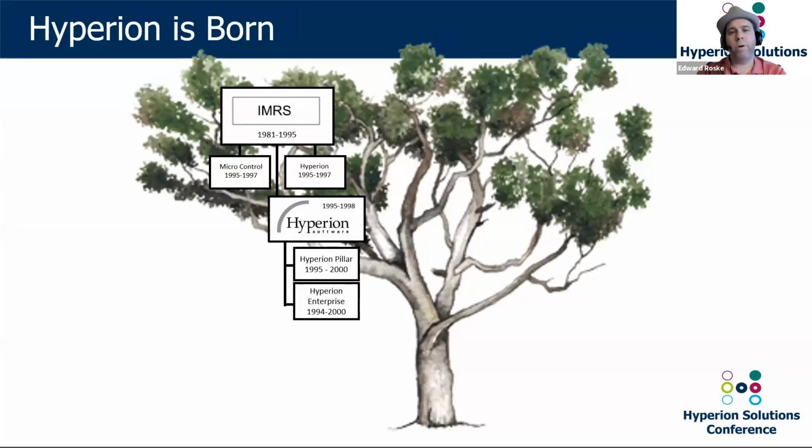In 1994, IMRS would adopt a child named Pillar. And in 1995, after much success of that new Hyperion product, IMRS changed its name to Hyperion Software Corporation, and they changed the name of their flagship product from Hyperion to Hyperion Enterprise. And this was all happening out on the East Coast, circa Stamford, Connecticut.